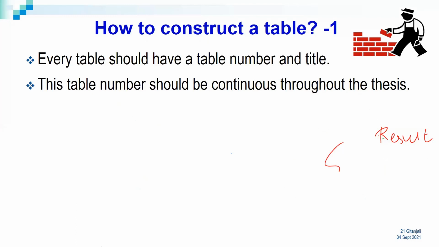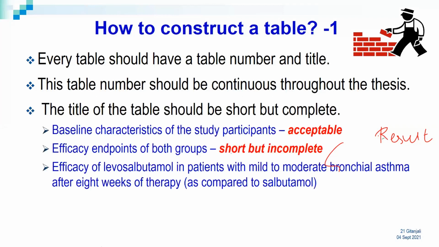If you have a table in your introduction, that will be table number 1. Then the tables in your review of literature will be 2, 3, 4 like that. And if you have any in your methodology, it will be continuous throughout the thesis. You don't start fresh numbers for each section. Now the title of the table should be short but complete.